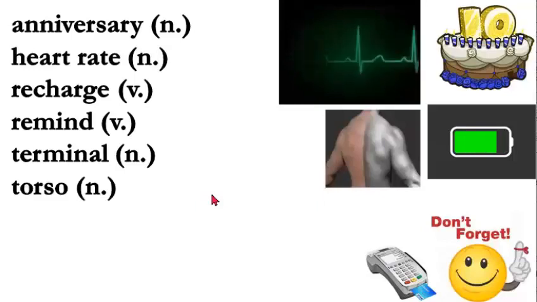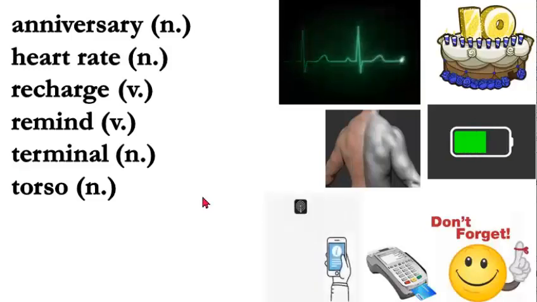Torso, it's a very important word. If you consider your body without your hands, without head, without legs, this is your torso, the trunk of the human body. So if I talk about my body without the head, without the arms, without the legs, it's the torso. Repeat after me, torso.